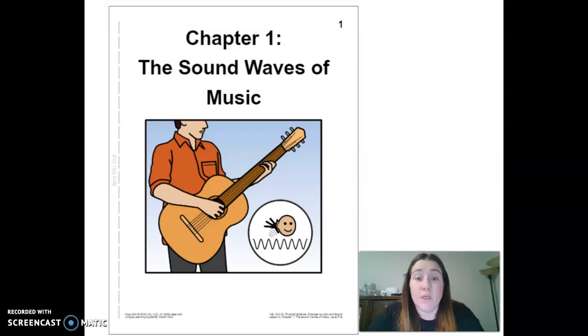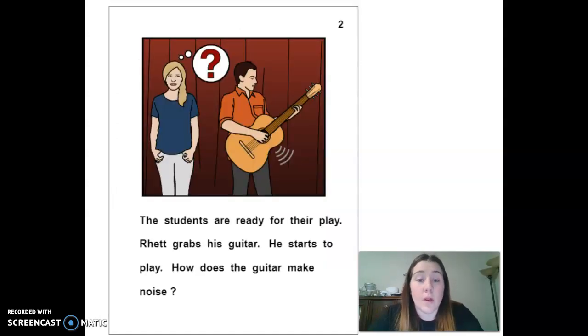This is chapter 1, the sound waves of music. The students are ready for their play. Rhett grabs his guitar. He starts to play. How does the guitar make noise? How do you guys think the guitar is going to make the noise when he picks it up? What does it do to make noise?